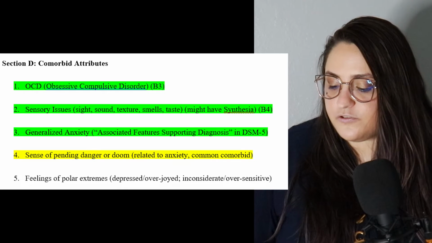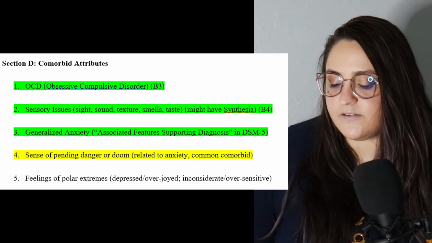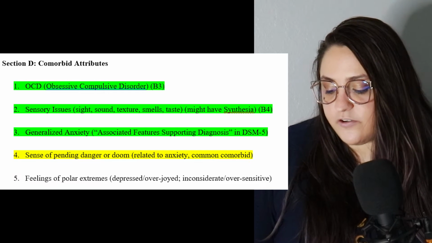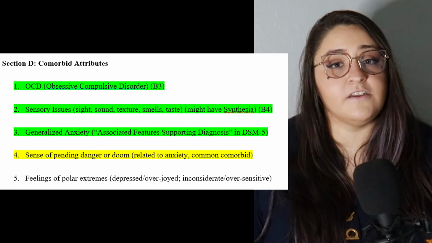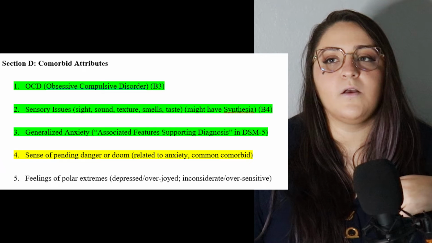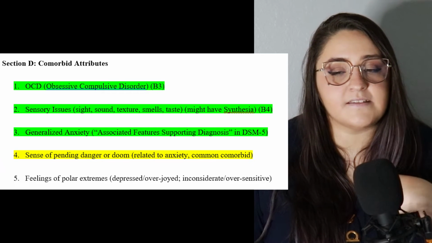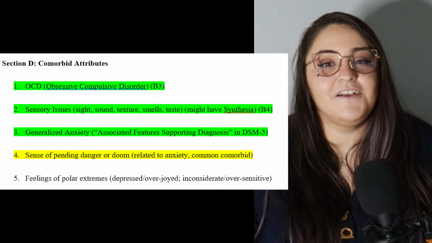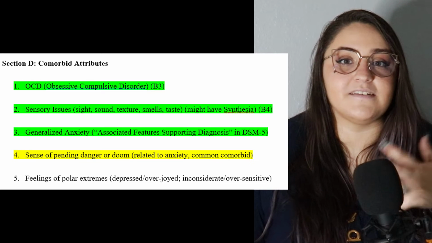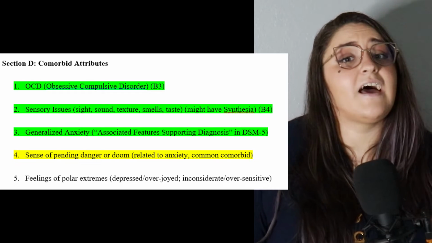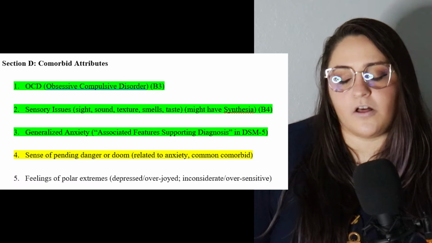Sense of pending danger or doom. I feel like this more directly relates to anxiety, and for that reason, I did mark it yellow. Feelings of polar extremes, depressed, overjoyed, inconsiderate, oversensitive. It could be related to alexithymia in that they're only noticing those extremes. It could be more an interoception issue, again, like being able to regulate what's going on the inside. It could be just sensory dysregulation of these extremes, because that's how the body's dealing with things and how the mind's dealing with things. All of that though is speculation, and so I left that one alone. I don't feel that that specifically meets anything on the criteria list.